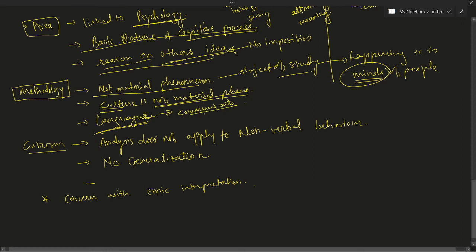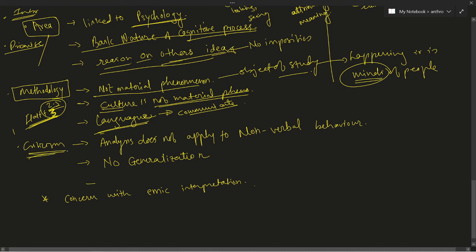The next important thing is the criticism of cognitive anthropology. Any answer will not be complete unless you cover the premise or area of study, methodology, criticism, and the basic introduction. You will have to do this in order to secure at least half plus 2 or 3 marks, to be on the safer side. So this is how we conclude.